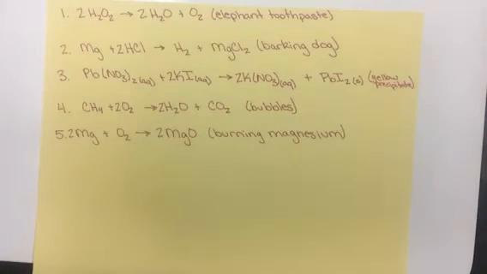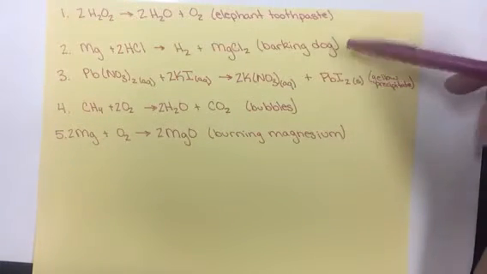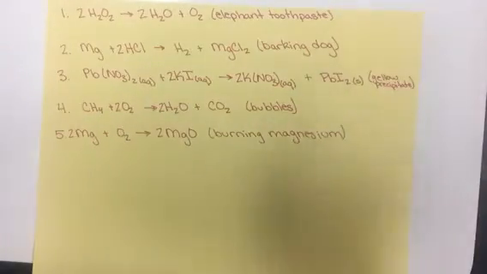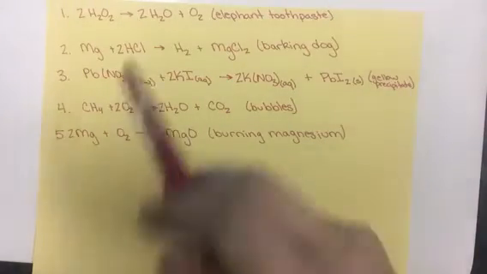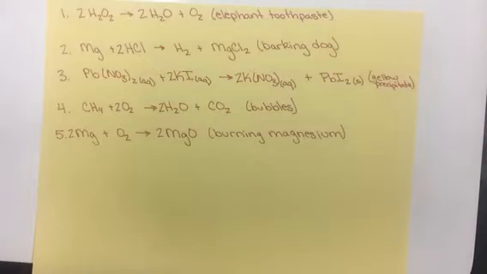Let's go over how to identify what kind of reaction these are. So if you notice on everyone, I said like elephant toothpaste, barking dog, yellow precipitate, bubbles, burning magnesium. So all these are the reactions you did in your lab. So let's figure out what they were.